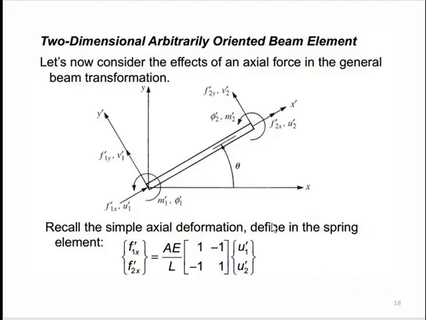So the difference between this case and the beam element that we have just considered is this axial force. If you look at the previous figure, there was no axial force in that, but here we have axial forces. So this is the x prime axis, and the force along the x direction is F1 x prime, F2 x prime at node number 2, and the corresponding displacements are U1 prime and U2 prime.